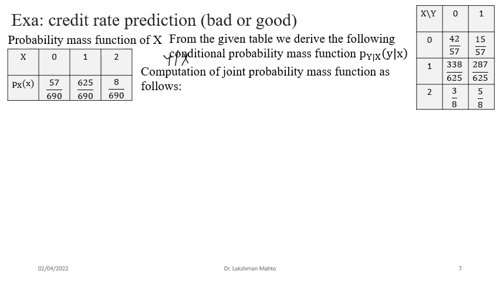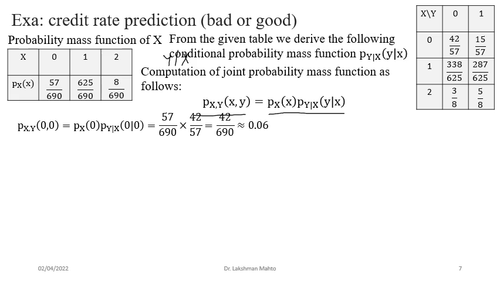Just apply the definition of joint probability mass function, or computation of joint probability mass function, through this multiplication rule and compute all those values. All these values we have computed through this. If you take x equal to 0 and y equal to 0, then you can get the joint probability of x equal to 0 and y equal to 0 through this multiplication rule of probability, and simplify it.